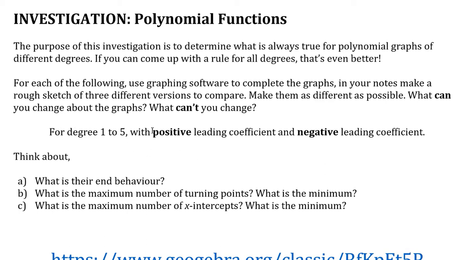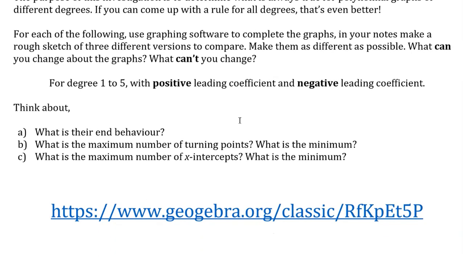For degree 1 to 5, do as much as you can before we sort of stop this, or if you start to see the pattern and you don't need to do any more, that's fine. And you're going to do them with positive leading coefficient and negative leading coefficient, okay? And then, like I say, you can sketch them in your notes and think about these questions, and you can do this with somebody, but right now we're keeping our distance, so keep your distance. But you can be chatting with somebody if you want to as you work through this.